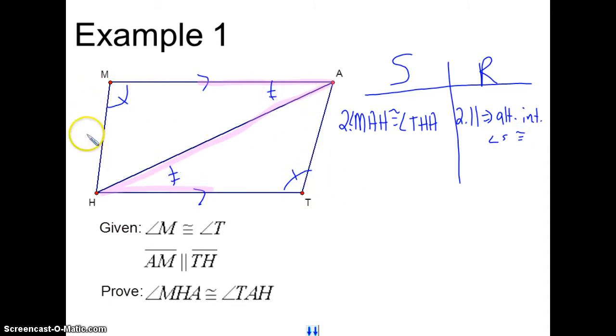From here, I can notice in this triangle MAH and this triangle THA, I have two pairs of congruent angles. I'm trying to conclude that the third pair of angles are the same. So I'm going to conclude that angle MHA is congruent to angle TAH. I know I said triangle, but that's the no-choice theorem. So, two pairs of angles congruent, third pair must be the same.